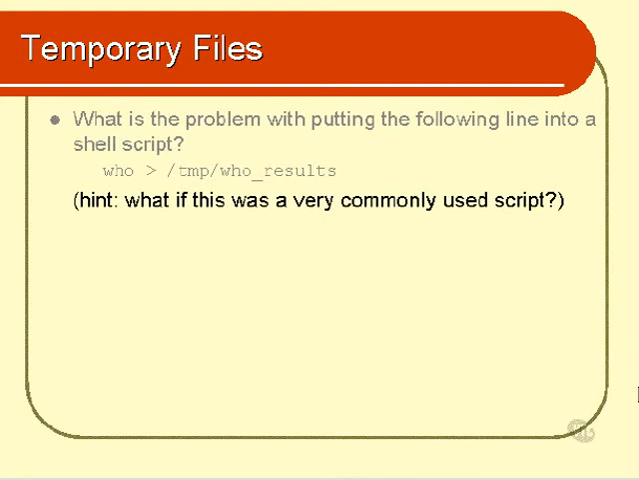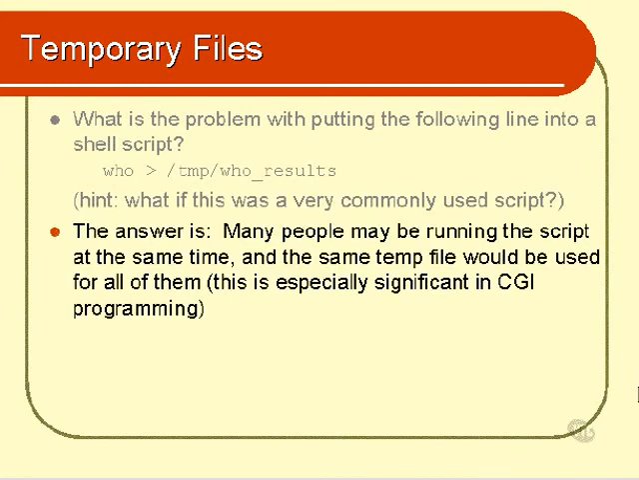Okay, did you come up with an answer? Well, here's the problem. There actually may be many people running the script at the same time, in which case they'd all be running the same line of code, which means that several people would be trying to write their details, whatever those details happen to be, to a file in the temp directory called who results.